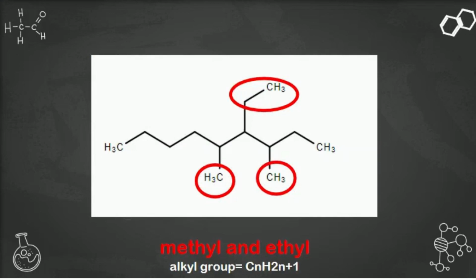Here we have methyl and ethyl. So this is the methyl, which has 1 carbon, and another methyl with 1 carbon, and ethyl has 2 carbons. To identify the alkyl group, we have the formula CnH2n+1.